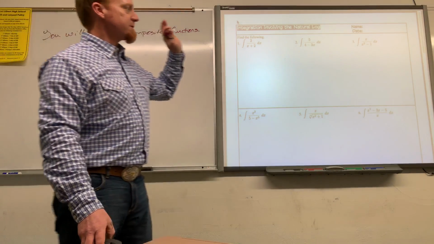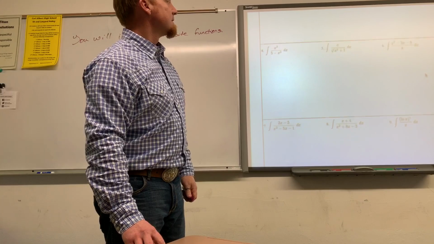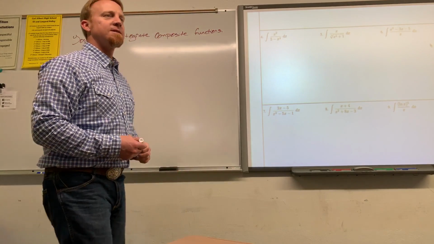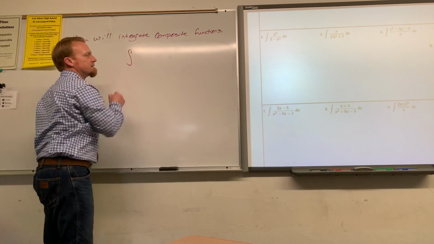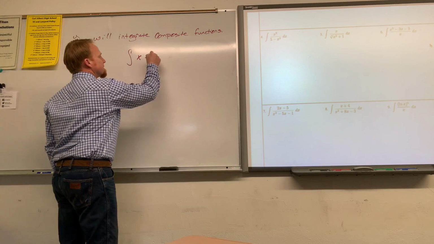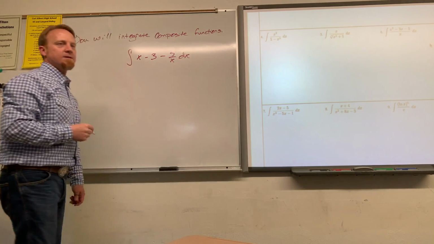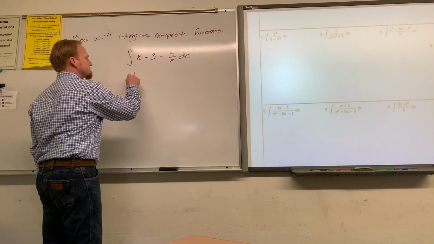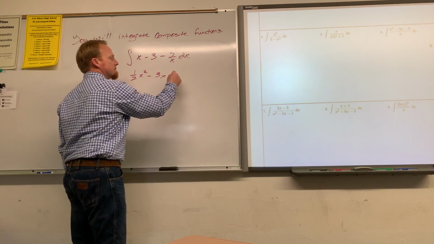All right, raise your hand if you have questions, please. Abby? Number 6. Somebody help me out on number 6. What'd you do first to number 6? I don't remember what I did, but on my paper I have the integral of x minus 3 minus 5 over x dx. All right, I agree. And then I have 1/2 x squared minus 3x plus, and then I didn't know what to do with the 5. That was my only question.